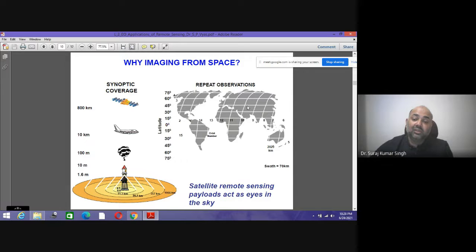Then you have the revisit time of each and every satellite, which has a swath area. The total amount of coverage that is covered in a single pass is known as the swath area. For each and every satellite, you have a different swath width as well as different orbits and sensing of the area.